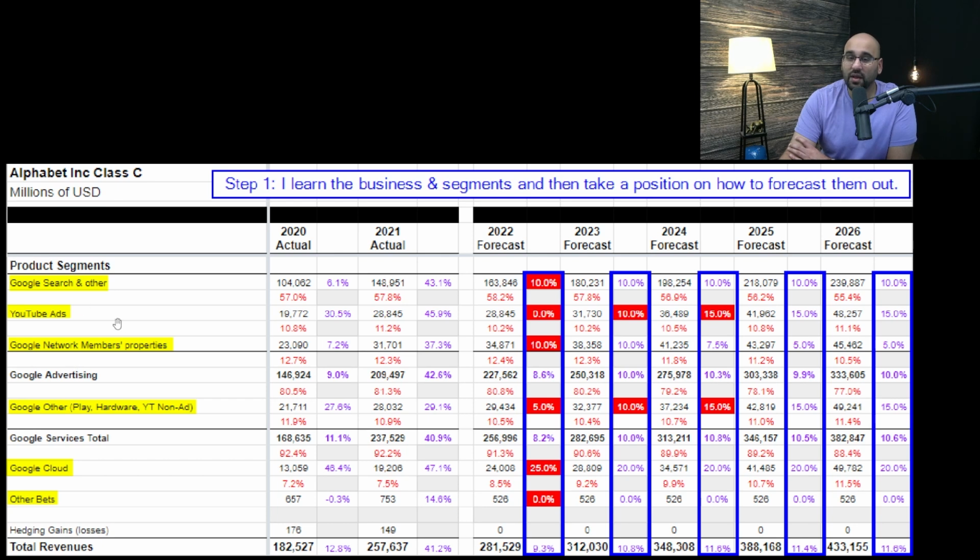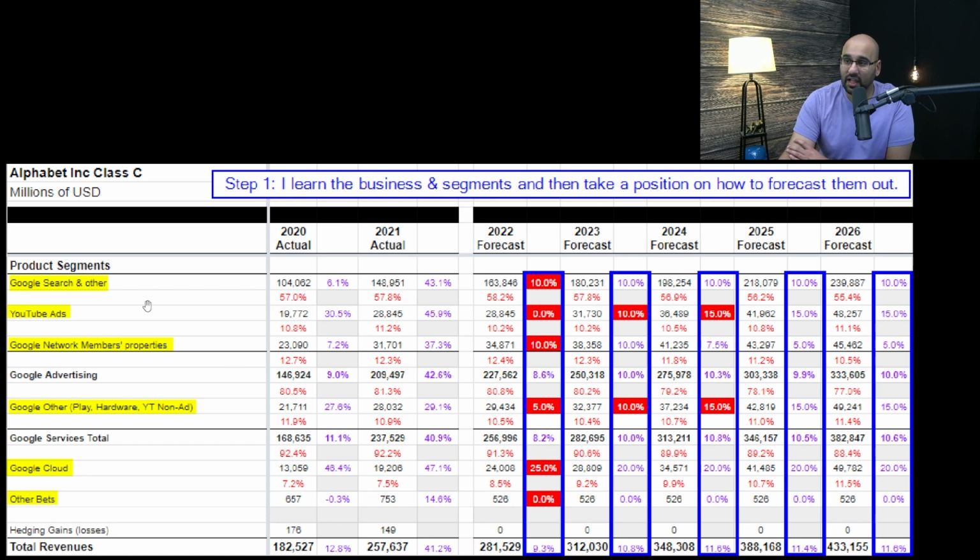Many companies have multiple segments that you have to forecast out. They have an overall segment which they call advertising, and an overall segment that they call services, and then within those overall segments they have sub segments. And so for step 1, I just take a position on and understand what these businesses are.